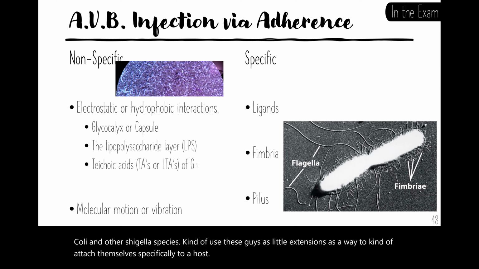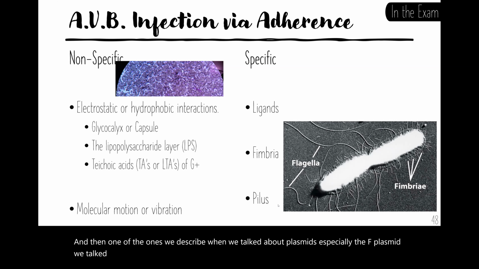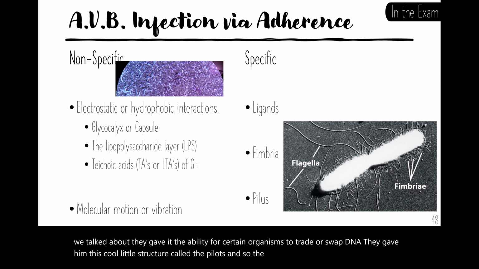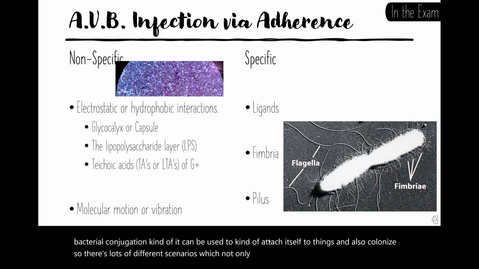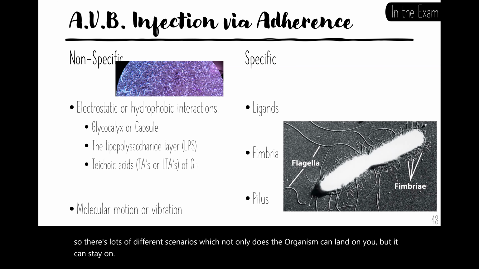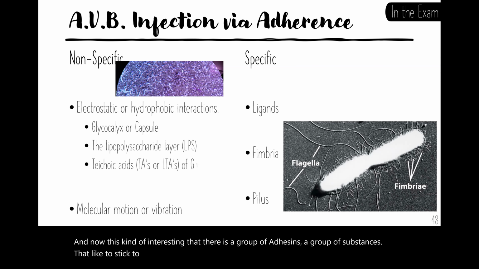And then one of the ones we described when we talked about plasmids, especially the F plasmid, gave certain organisms the ability to trade or swap DNA. They gave them this cool little structure called the pilus. The pilus involved in bacterial conjugation can be used to attach itself to things and also colonize. So there are lots of different scenarios in which the organism can not only land on you, but stay on you. Now, it's interesting that there is a group of adhesins, a group of substances that like to stick to the host, and it's done through a very specific sugar, a very specific carbohydrate called mannose.